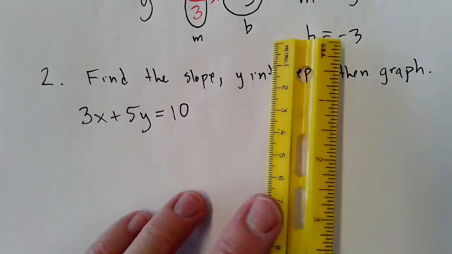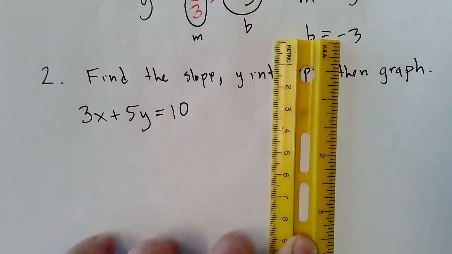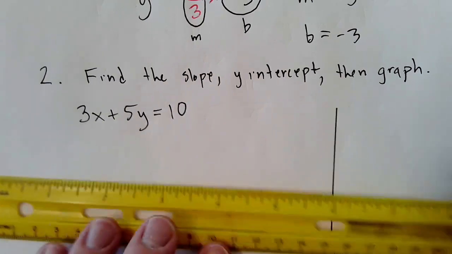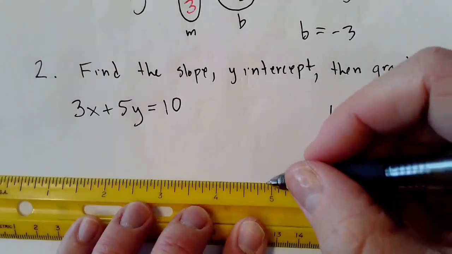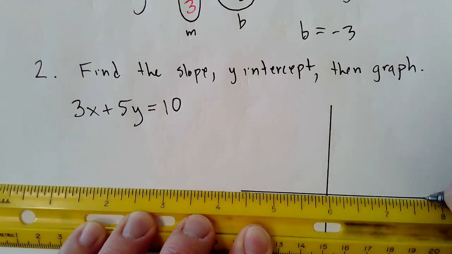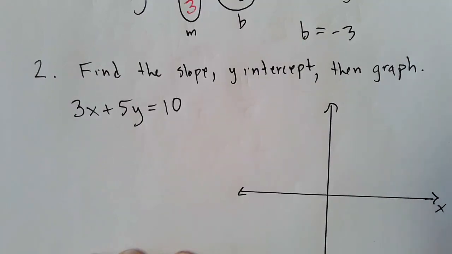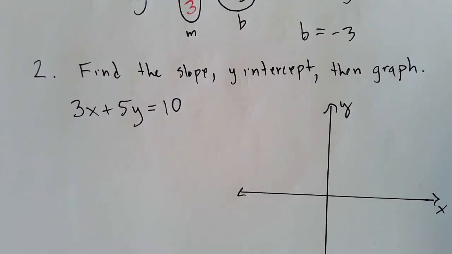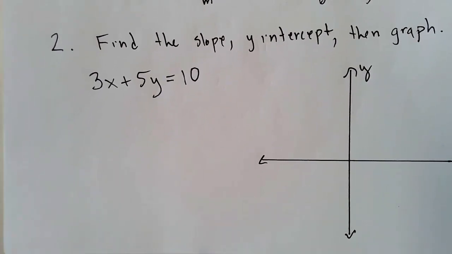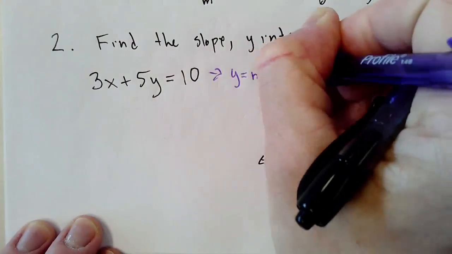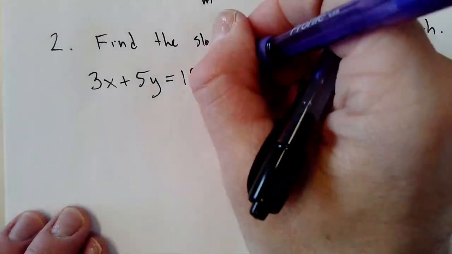Okay, I'm going to get my graph off to the right here. Just a rough idea of what it should look like. My x, my y. Now what I'm going to do is solve for y to find the slope and y-intercept, because I need it in slope-intercept form. Again, we need to put it in the y equals mx plus b form. That's what we need to get.